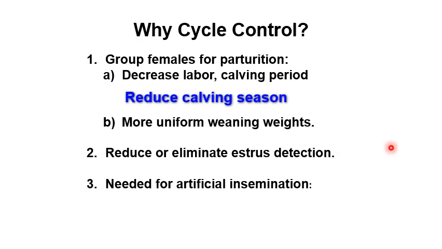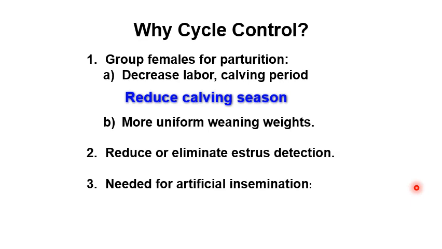We can also reduce the calving season. So for example, in the case of cattle, the calving season is about 90 days. And when we perform estrous synchronization, we can reduce those calving days. When we reduce the calving season, we can also produce more uniform weaning weights when these animals are weaned.